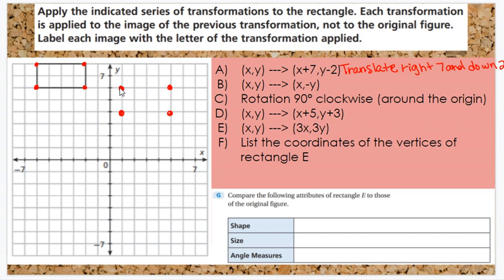So here's my new figure, and this is after a translation of X plus 7 and Y minus 2. Then we're going to put the letter A on the inside to show that this was after A.